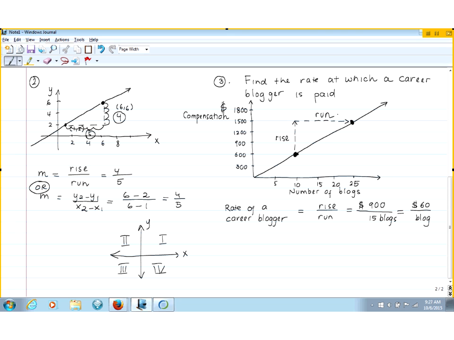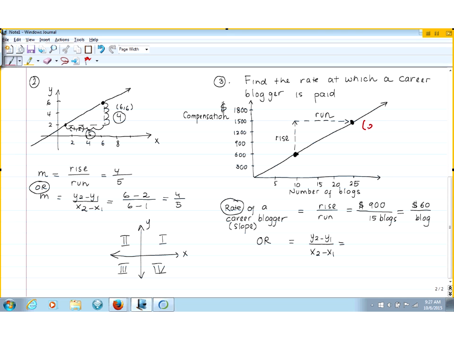Should we do another one, or is this good enough? Is this all right? It doesn't get harder. So basically, it's rise over run. Or you could use y2 minus y1. Remember, rate is slope. You could also use y2 minus y1 over x2 minus x1.